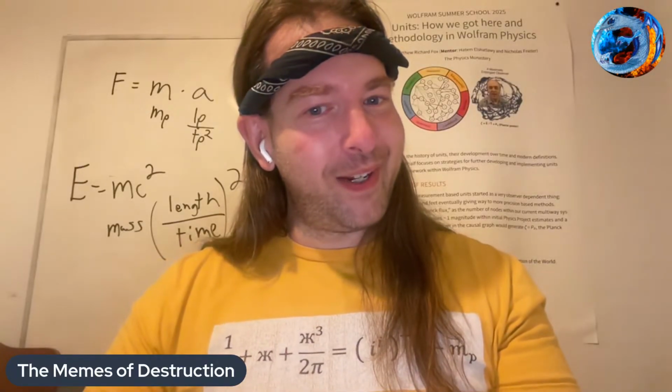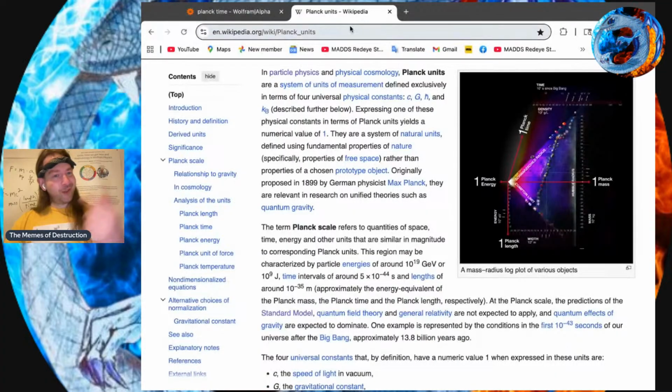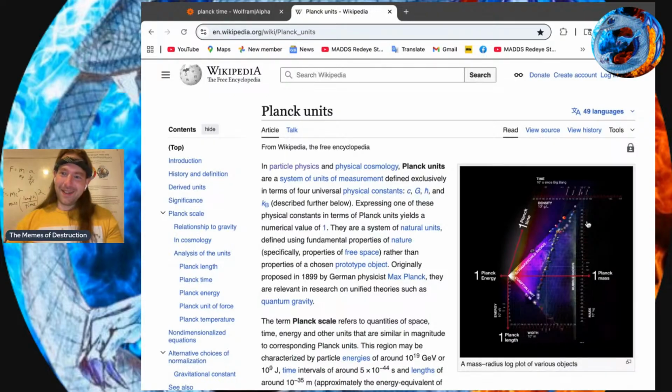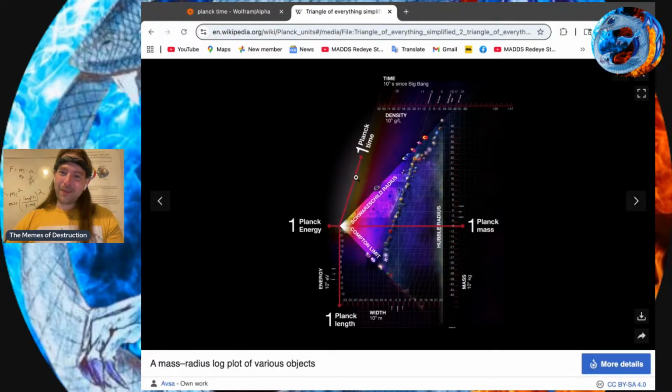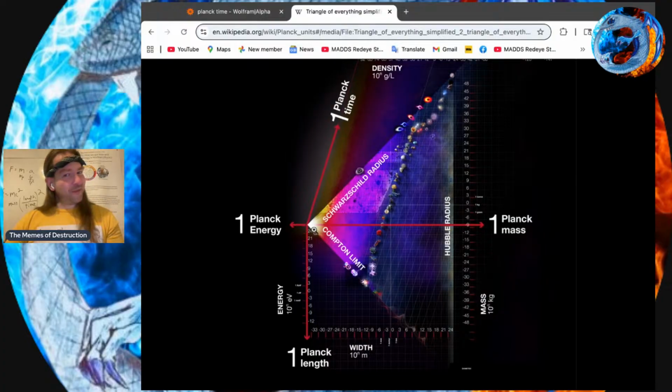Go to our friends at Wikipedia, and I apologize, I didn't put the link below, but I just Googled Planck time and it was the first Wikipedia page that came up. Again, take this for what it's worth. The generalized thought here is that this is basically the Planck scale, so we're thinking there's a unification at one.